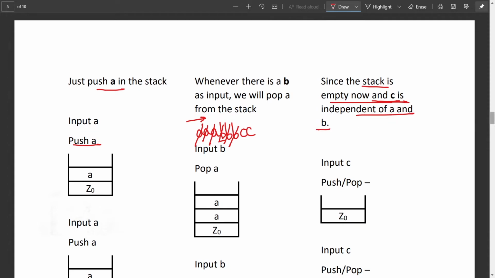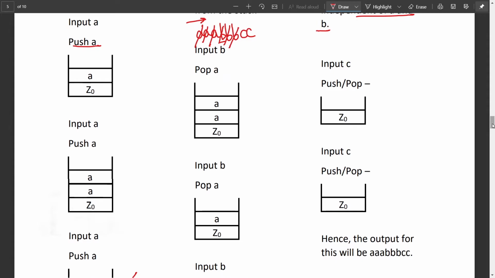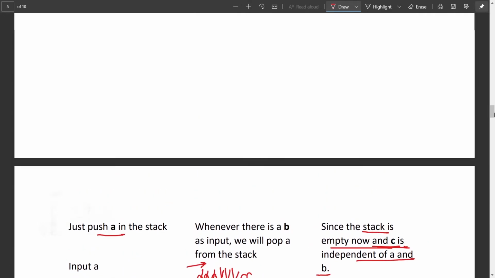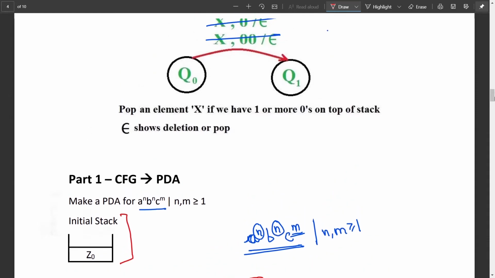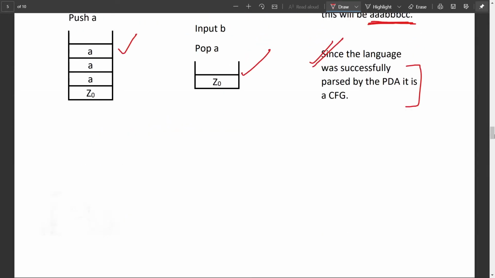So this is independent of A and B, so we'll not push or pop anything onto the stack while passing C. Hence the output will be A, B, and this will be accepted by the PDA since it was successfully passed. So we can say that for any CFG, we can make a particular PDA for the same, as it was visible by this.